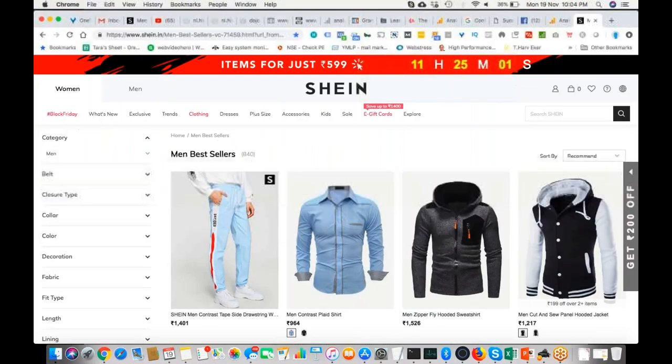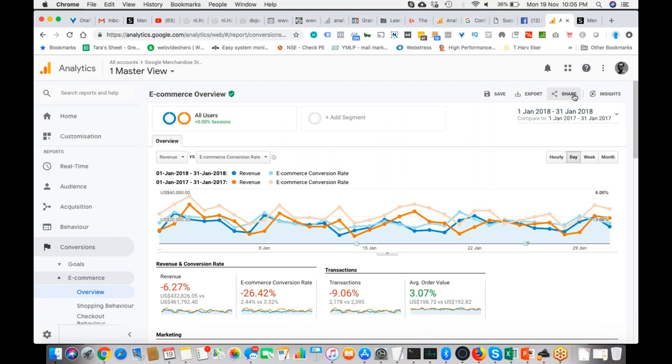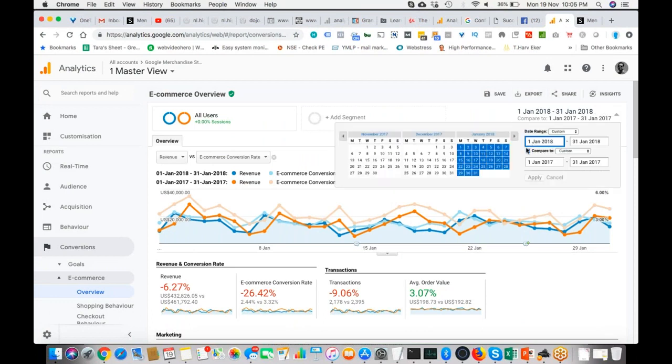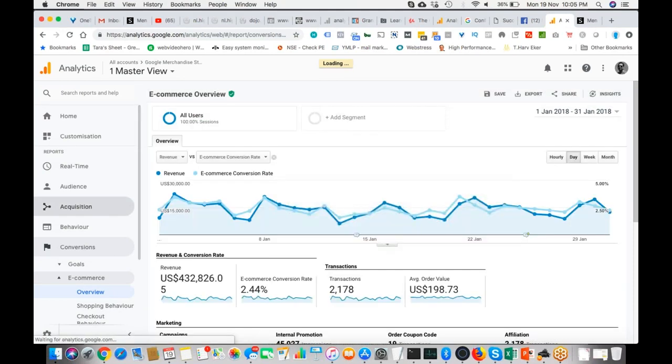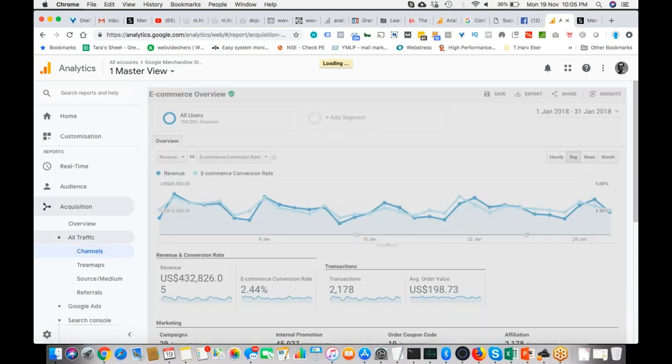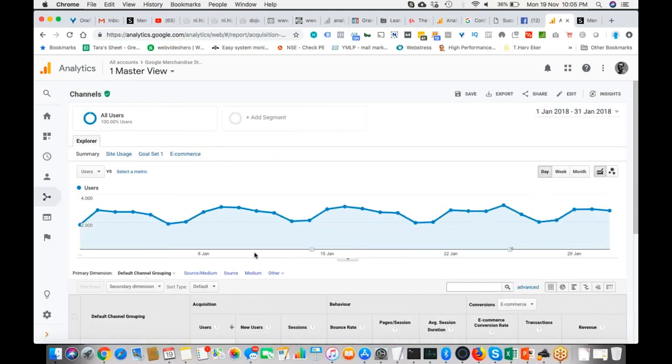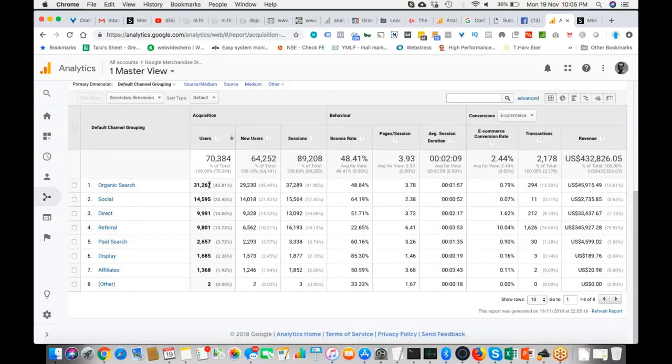Okay, let's see it here in Google Analytics. I'll just get rid of this comparison, and I'll go to acquisition, all traffic channels. So this is how it is. Through organic, we had 294 transactions, social 11, direct conversions 212, referral, meaning some other websites, 1626, 30 conversions through paid search, 3 display, 2 affiliate, and none from other.